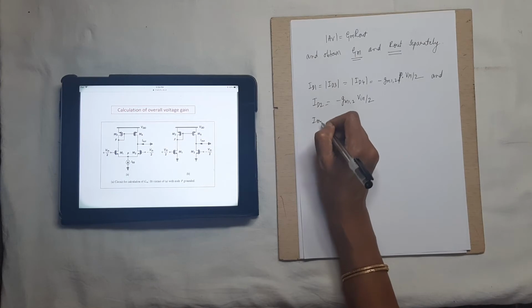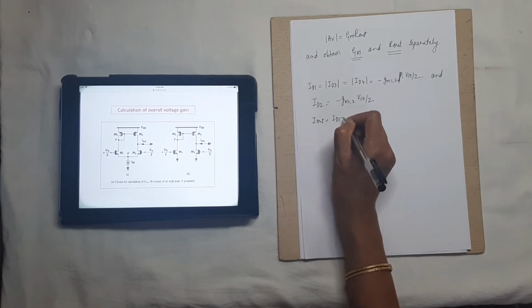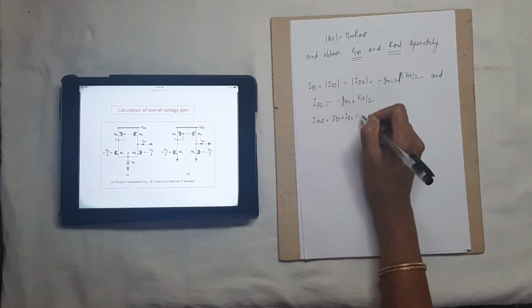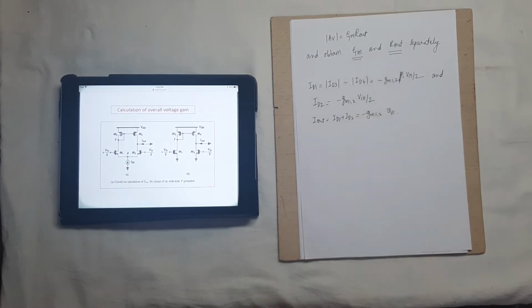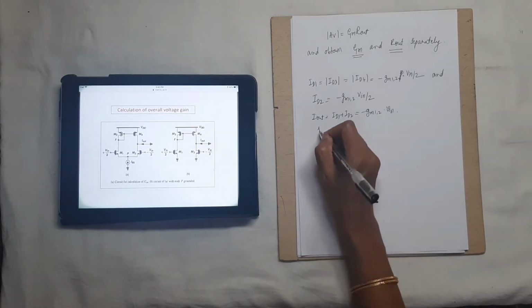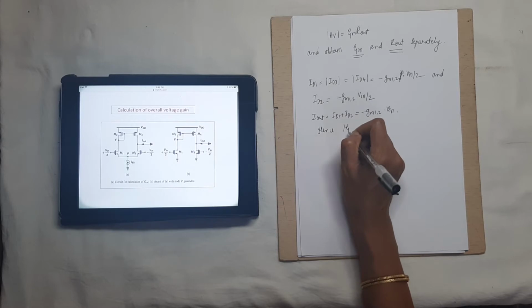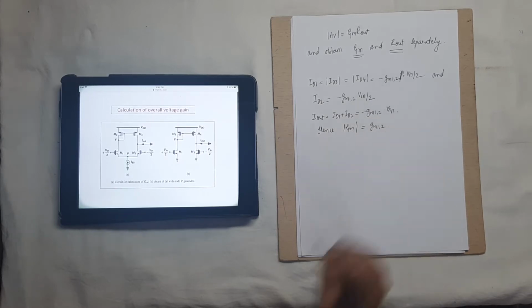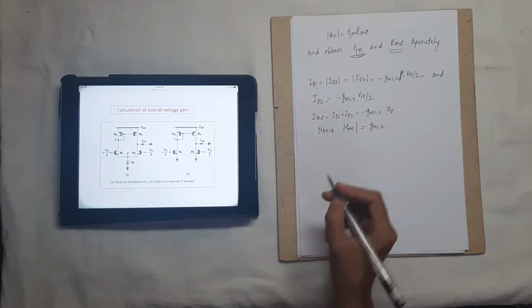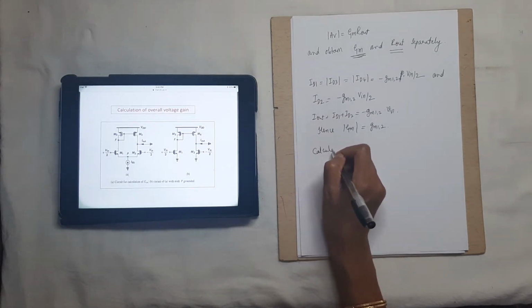Iout is nothing but ID1 plus ID2, which is equal to minus Gm12 multiplied by Vin. Hence, Gm can be written as Gm12. This is Gm. Now we need to find out what is Rout. Calculation of Rout.